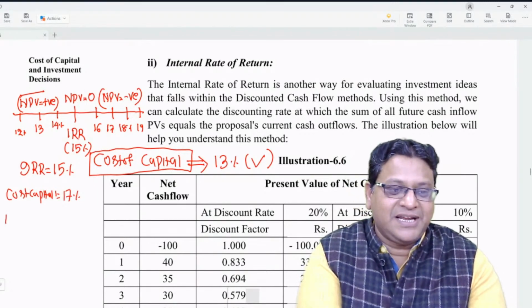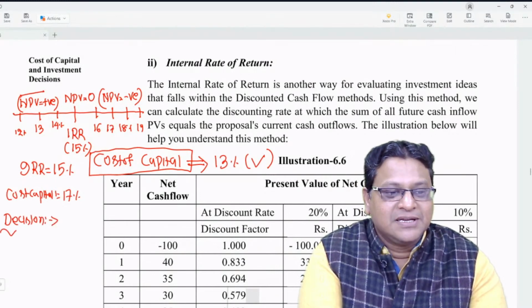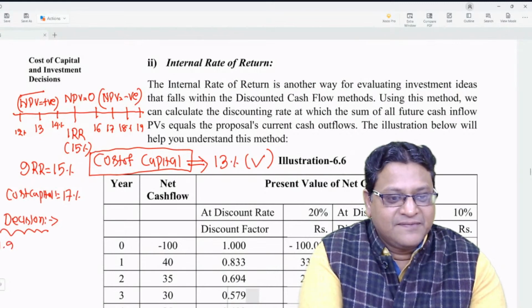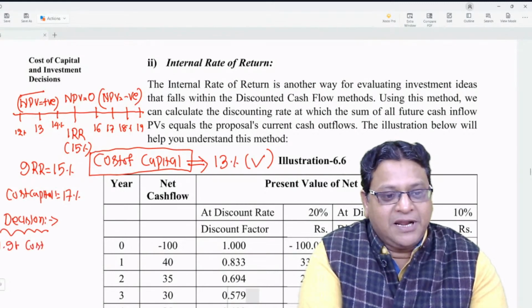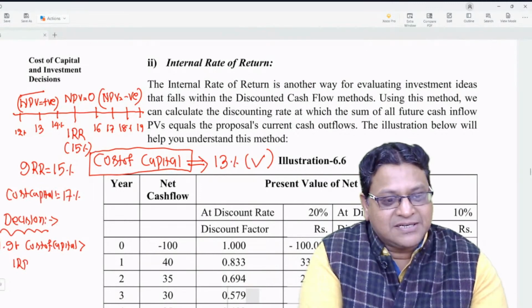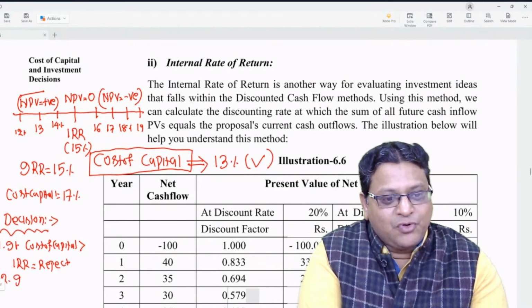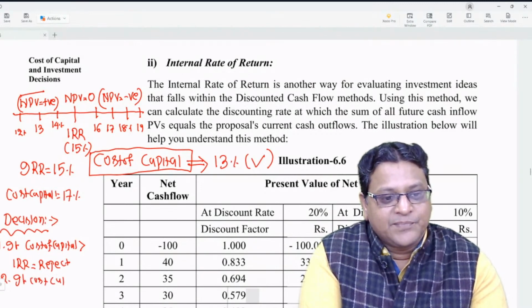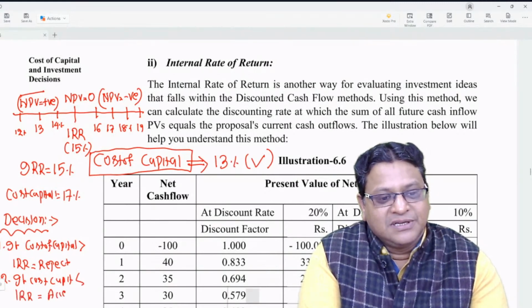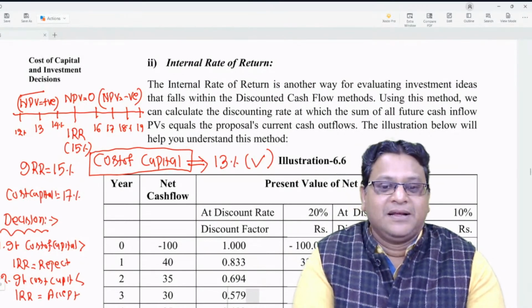So what is the decision criteria? We have to compare two things. If cost of capital is greater than IRR, we should reject the project. Second, if cost of capital is less than IRR, we should accept the project. This should be our decision criteria under IRR.